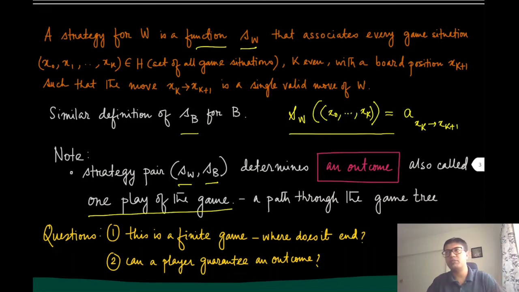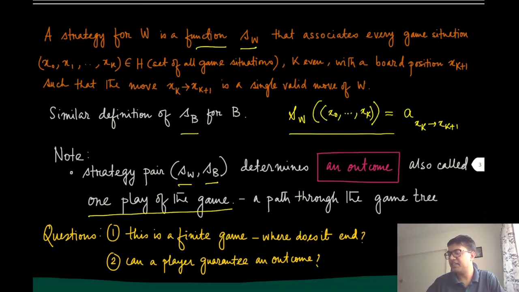Now this outcome is also sometimes called one play of the game. So you are going via this game tree. The game tree enumerates all possible paths in this game. But once you have chosen your SW and SB, you are going to trace out one particular path through this game tree, and will end up in a leaf node, which is just the end of that game.